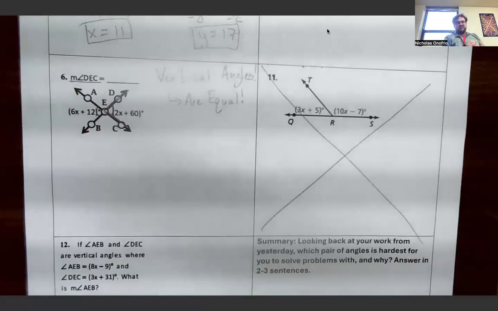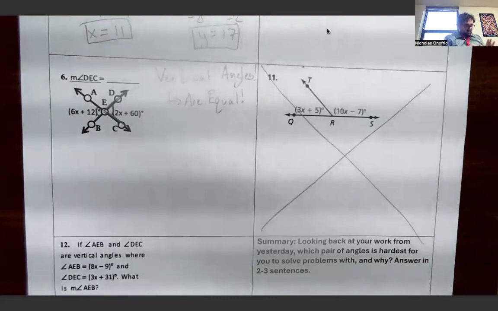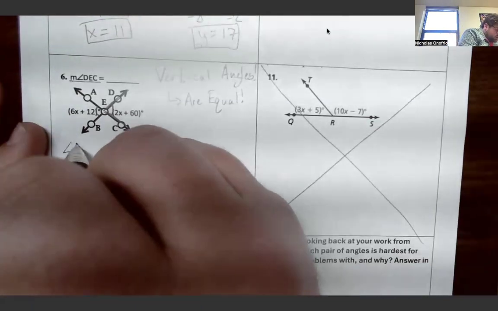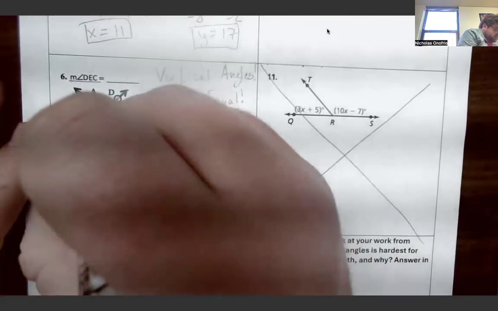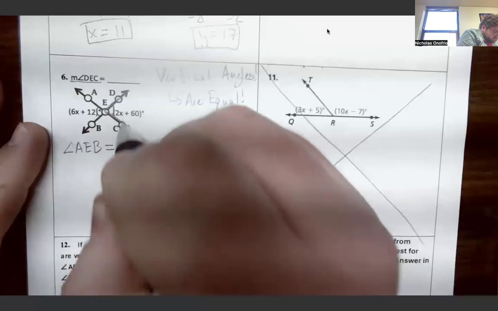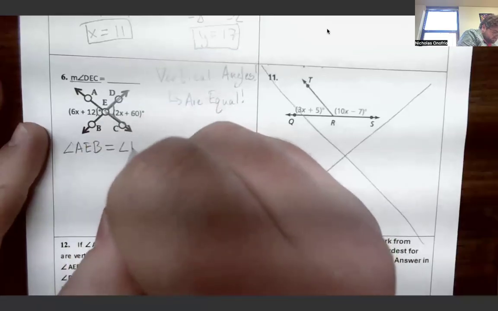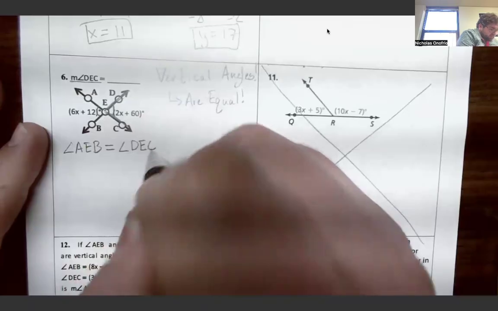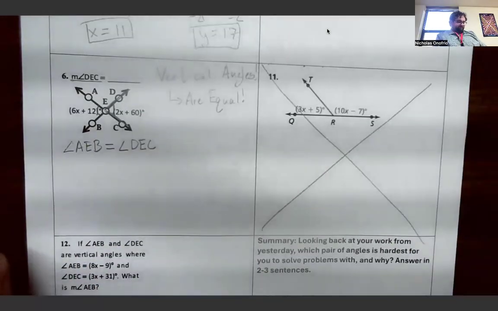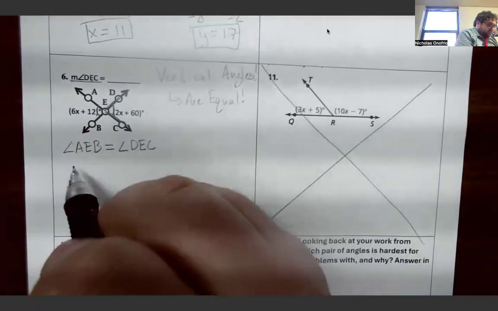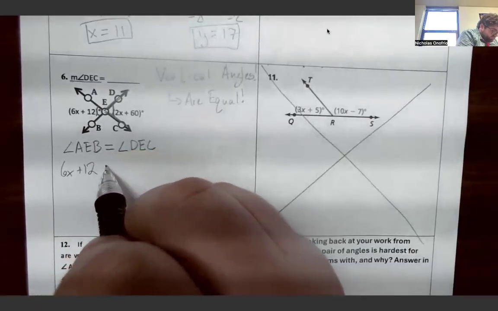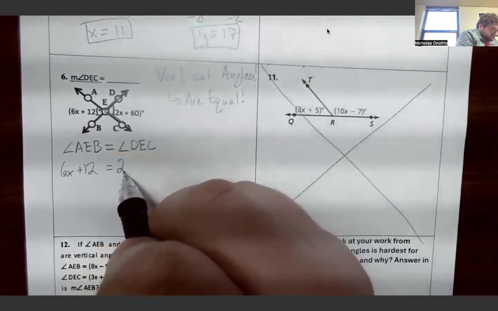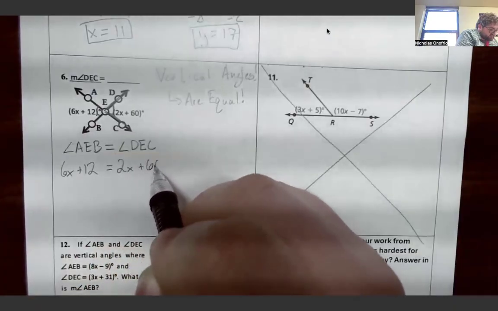So let's set up our equation. Since they're equal, we're not adding them together. All we're doing is taking angle AEB equals angle DEC. Let's plug in our pieces. AEB is 6x plus 12. DEC is 2x plus 60.